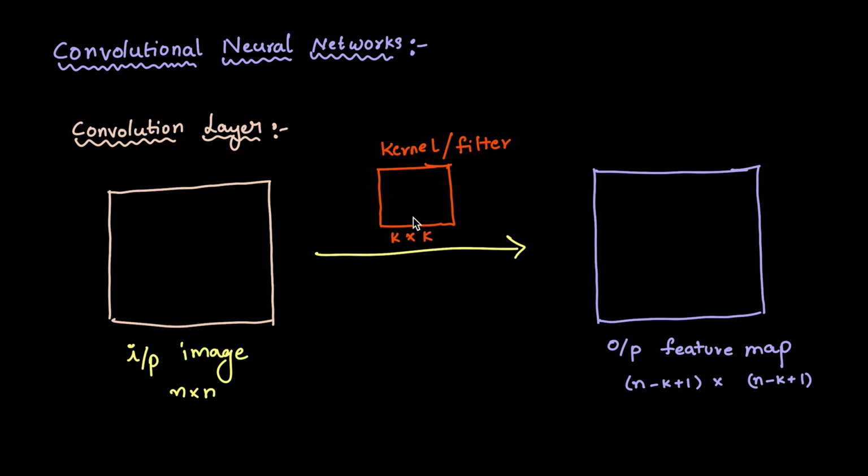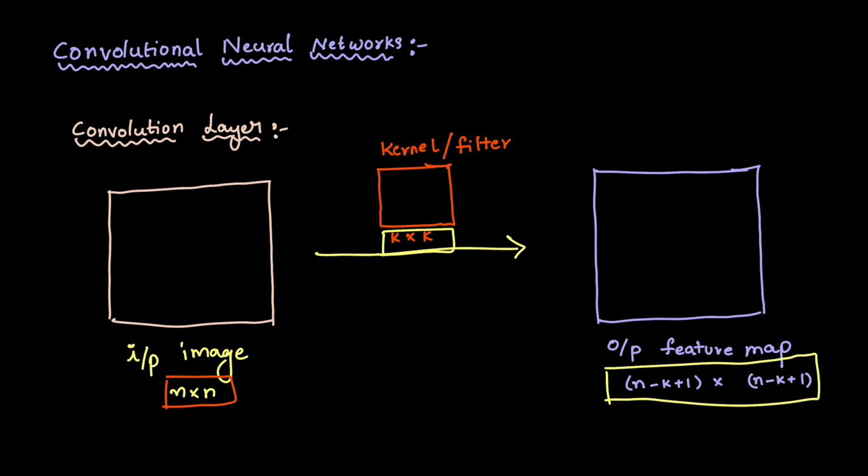The convolution operation is simply placing this kernel on the input image and doing element-wise multiplication, followed by some addition. On doing this operation, we'll get some values, and those values will be placed in the output feature map. As I said, the input size is n cross n over here, and the kernel size is k cross k. Finally, the output size when we are using a kernel like this will be n minus k plus 1 cross n minus k plus 1.